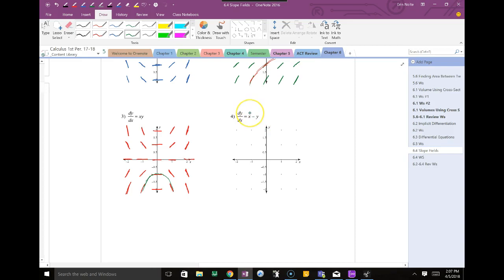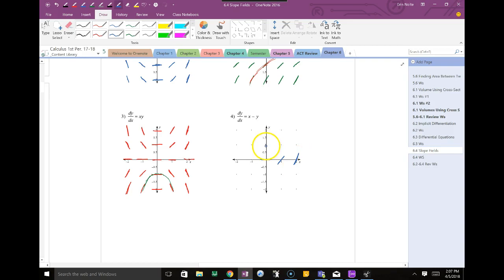Okay, let's try our last one here. We can maybe bust through this one pretty quickly. Okay, so we got x minus y. So we're going to take the x value, subtract the y. If we start at 0, 0, 0 minus 0 is 0. At the point 1, 0, we got 1 minus 0. That's a slope of 1. At the point 2, 0, 2 minus 0 is 2.